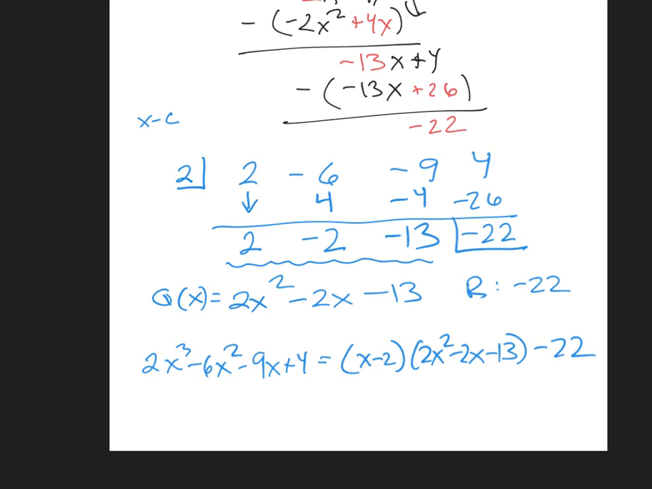Okay, so that's a shortcut. Again, super helpful and easy to use when the divisor is of the form x minus c. All right, now we're going to get into generalizing something in the next video related to all this. So it's going to be a little bit theoretical, but that's up next.